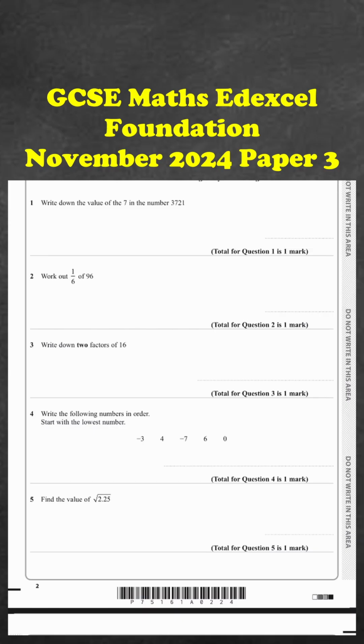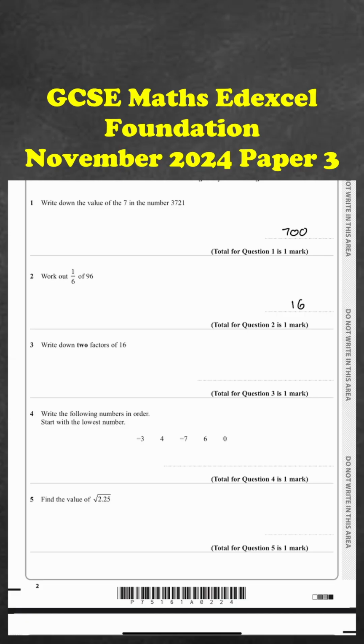Question number 1. Write down the value of the 7 in the number 3721. So the 7 is 700. Question number 2. Work out 1/6 of 96. You can just do on your calculator 96 divided by 6 to work this out, and the answer is 16.